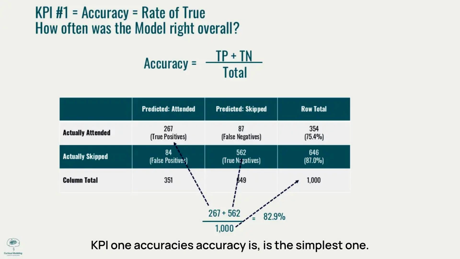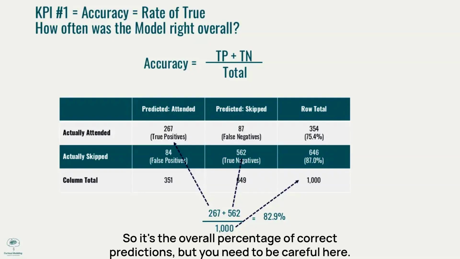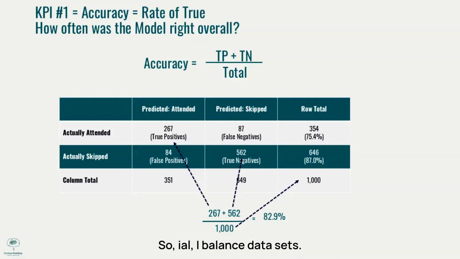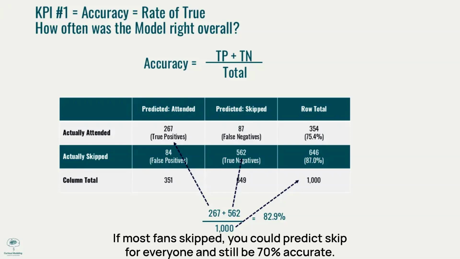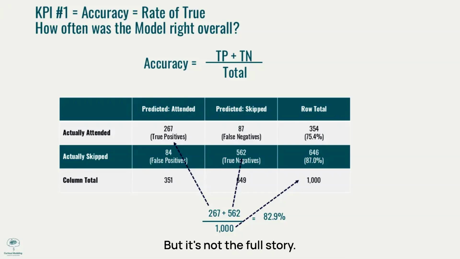KPI 1, accuracy. Accuracy is the simplest one. True positive plus true negative over all the cases involved. So it's the overall percentage of correct predictions, but you need to be careful here. In imbalanced data sets, accuracy can be really misleading. If most fans skipped, you could predict skip for everyone and still be 70% accurate. If most fans skip games, the model could just say skip every time and get high accuracy. So it's a good starting point, but it's not the full story.